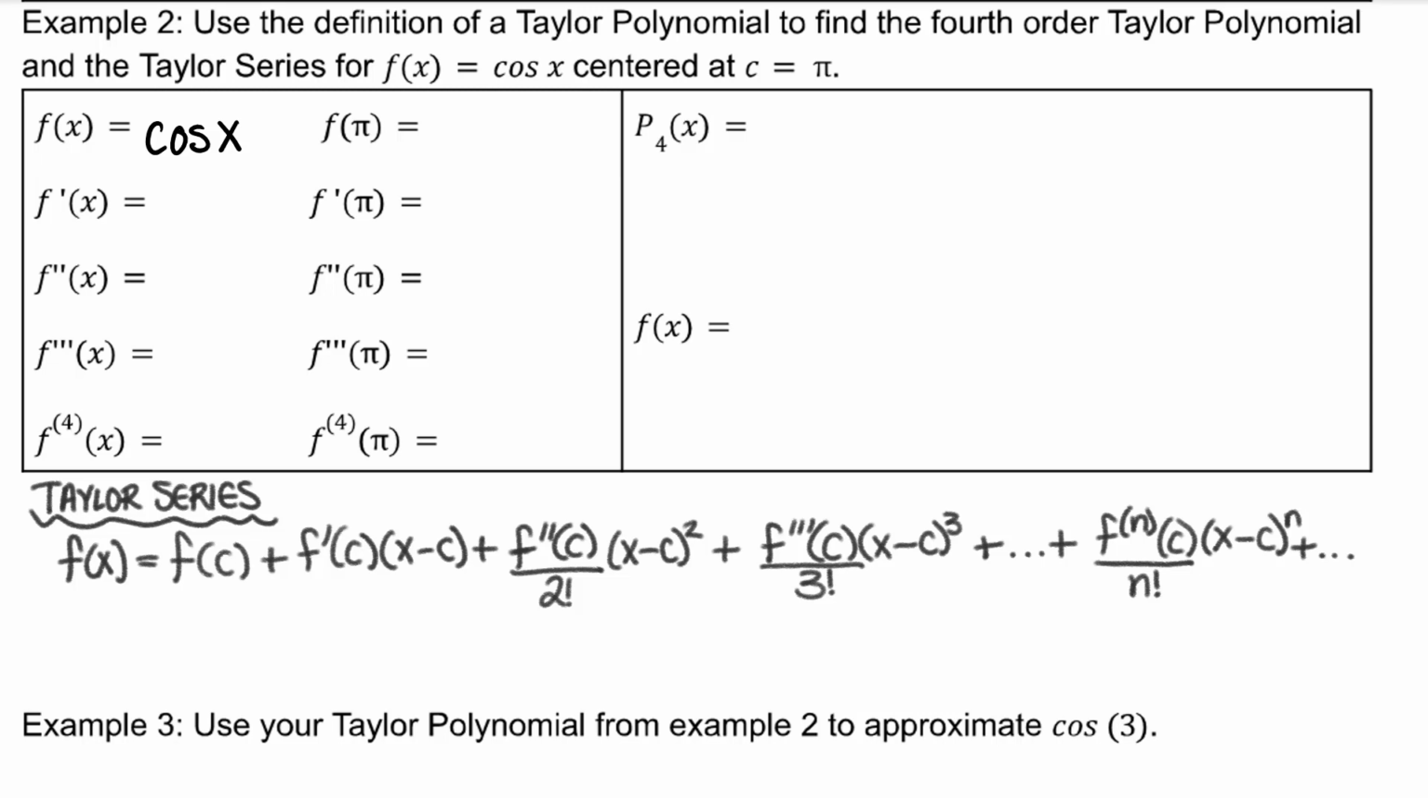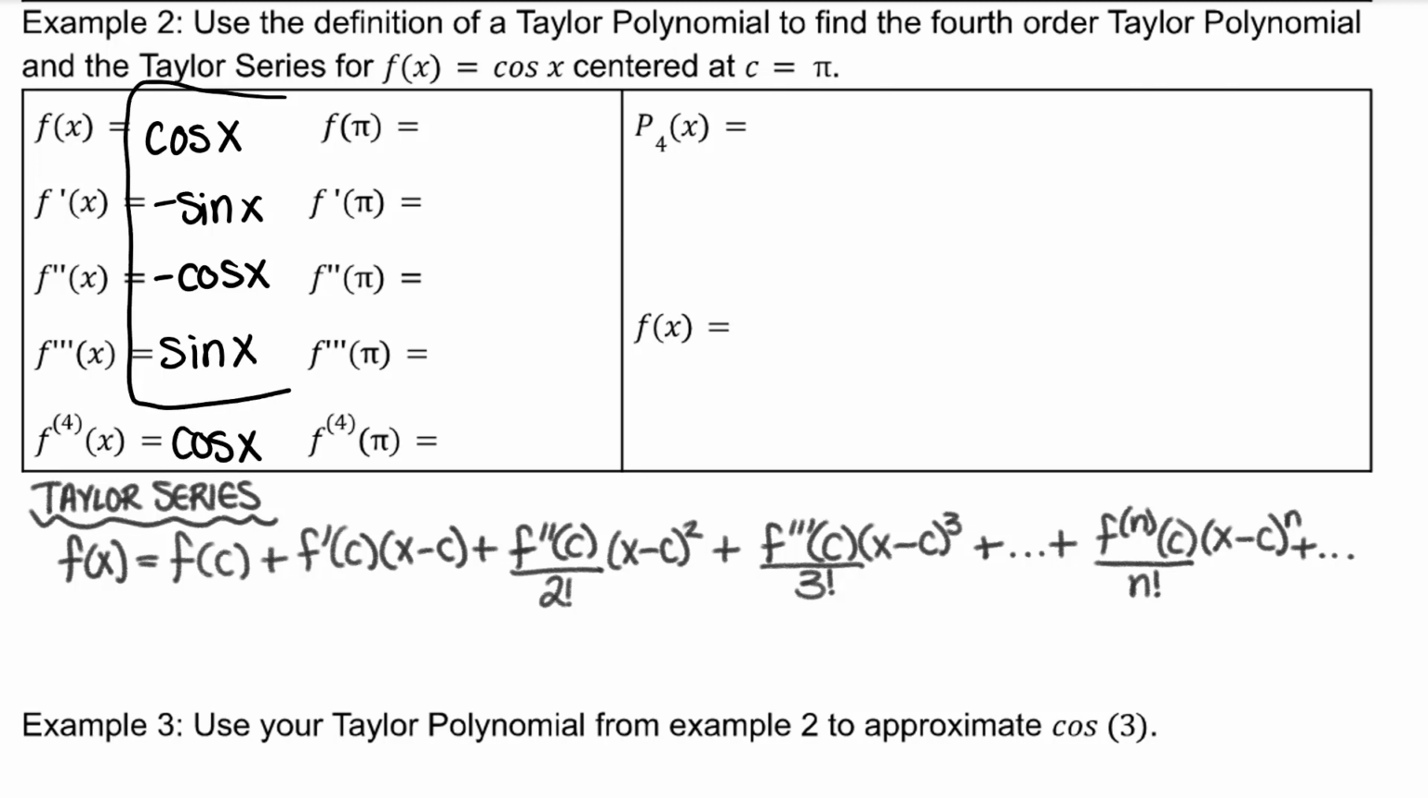This is not Maclaurin because we are not centered at 0. The derivative of cosine x is negative sine x. The derivative of negative sine x is negative cosine x. Then we have negative sine x, so sine x. The derivative of sine x is cosine x, and the derivatives would cycle through these 4 if we continued.